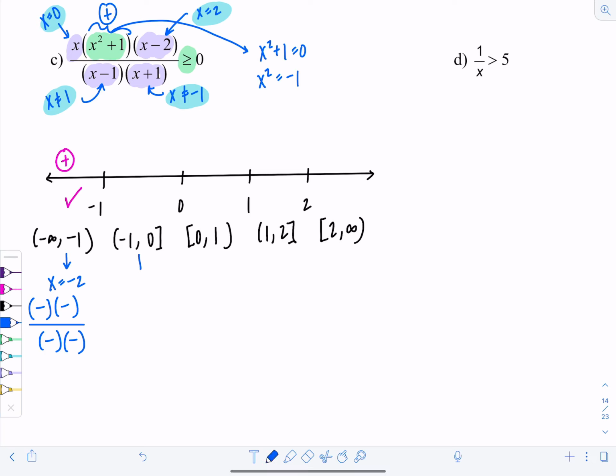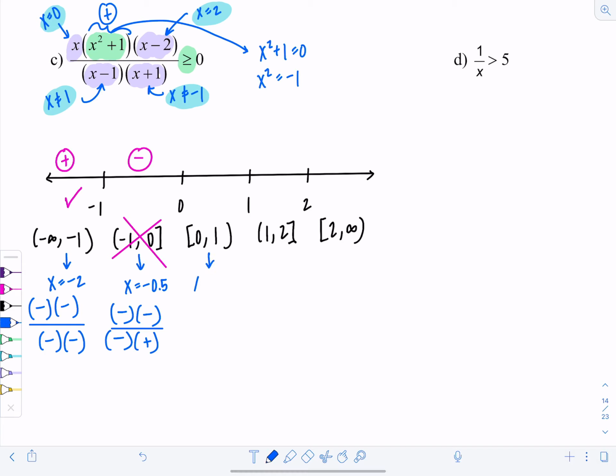Moving on, let's test with x equals, how about negative 0.5? Remember, you can't use any of the zeros from the interval, even if it's inclusive. So don't even think about using 0. Okay, negative 0.5, x is going to be negative. Remember, we're skipping x squared plus 1. Negative 0.5 minus 2, that's negative. Negative 0.5 minus 1, that's negative. And then negative 0.5 plus 1 is positive. So everything in this interval will give us a negative value, but negative values are not greater than or equal to 0, so this one won't work.